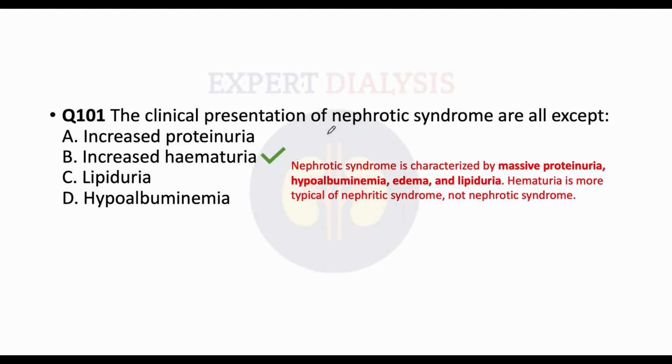Since we are talking about nephrotic syndrome and not nephritic, in nephritic syndrome hematuria is higher, not in nephrotic, so this will be the exception. Nephrotic syndrome is characterized by massive proteinuria, hypoalbuminemia, edema and lipiduria. Hematuria is more typical in nephritic syndrome and not in nephrotic syndrome.